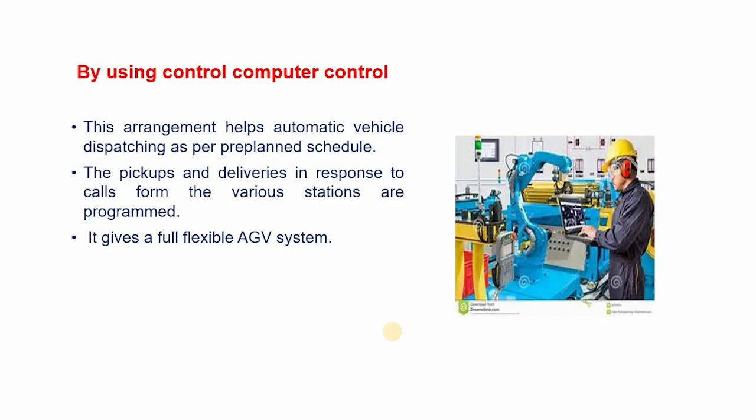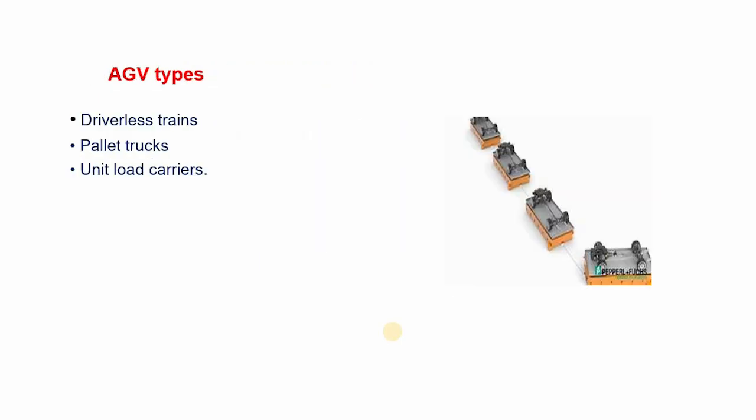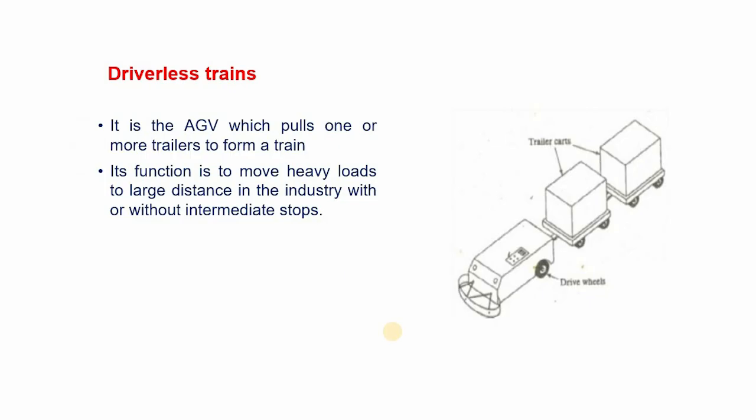It gives a fully flexible automated guided vehicle system. So it's a complete flexible system that it provides in the automated guided vehicle systems. There are different types of automated guided vehicle systems such as driverless trains, pallet trucks, and unit load carriers. These are the three different types which are used in the automated guided vehicle systems.